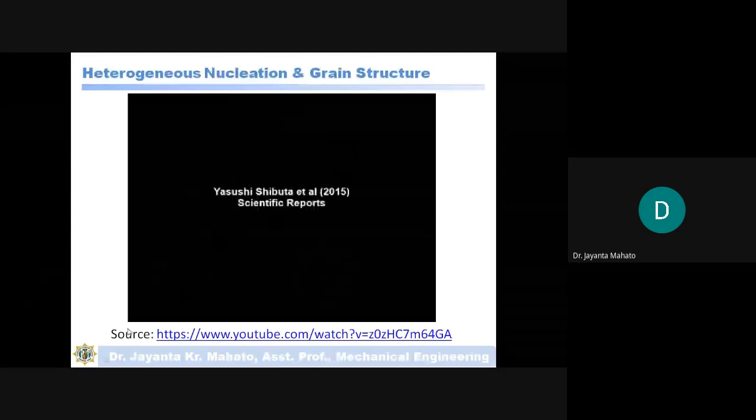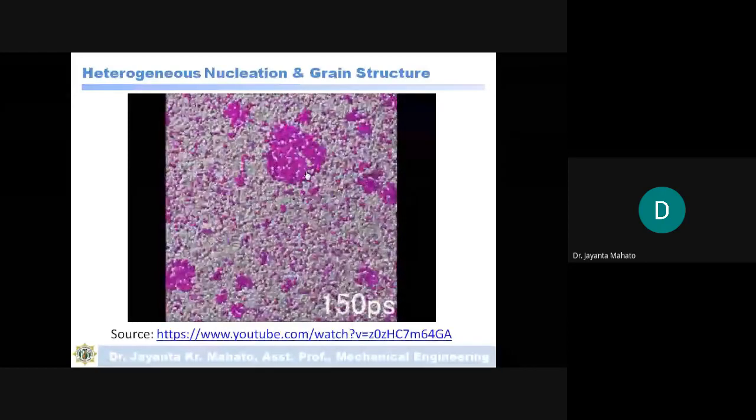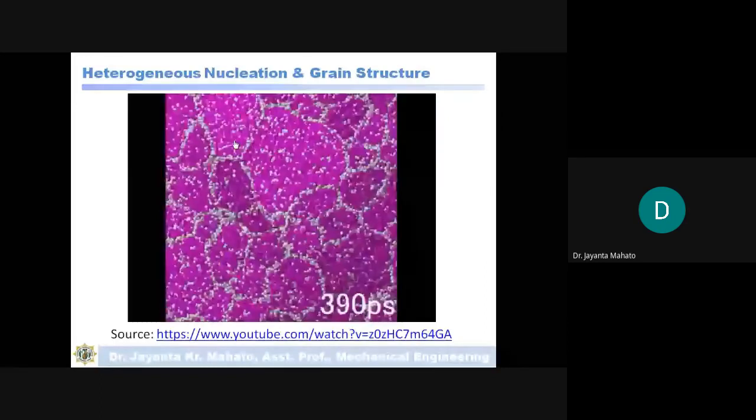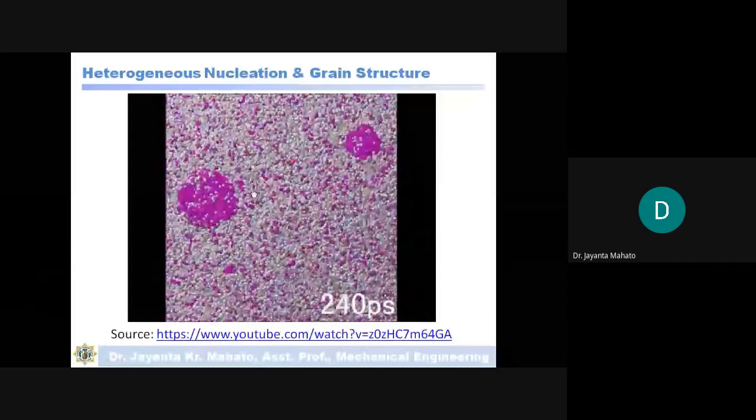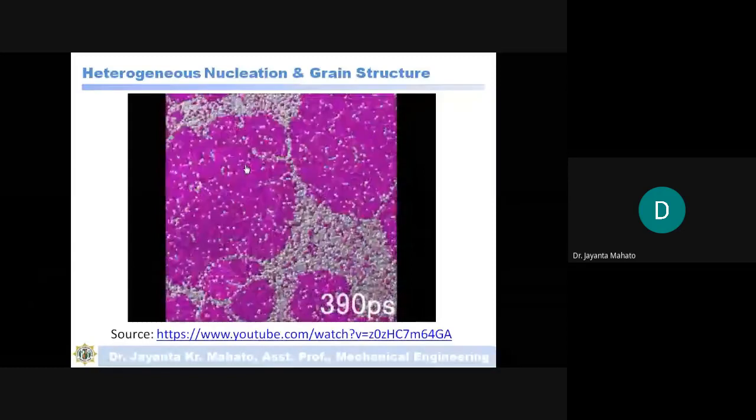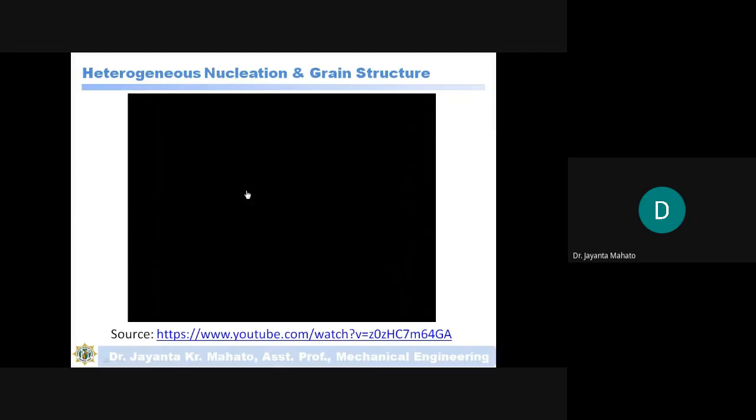So, just here, what happened? All the blue ones are forming the nuclei, and all the nuclei come together and form a cluster. And ultimately they form a grain structure of the first material. So first the nuclei form, and these small nuclei come together and ultimately form a grain structure in the cast material.